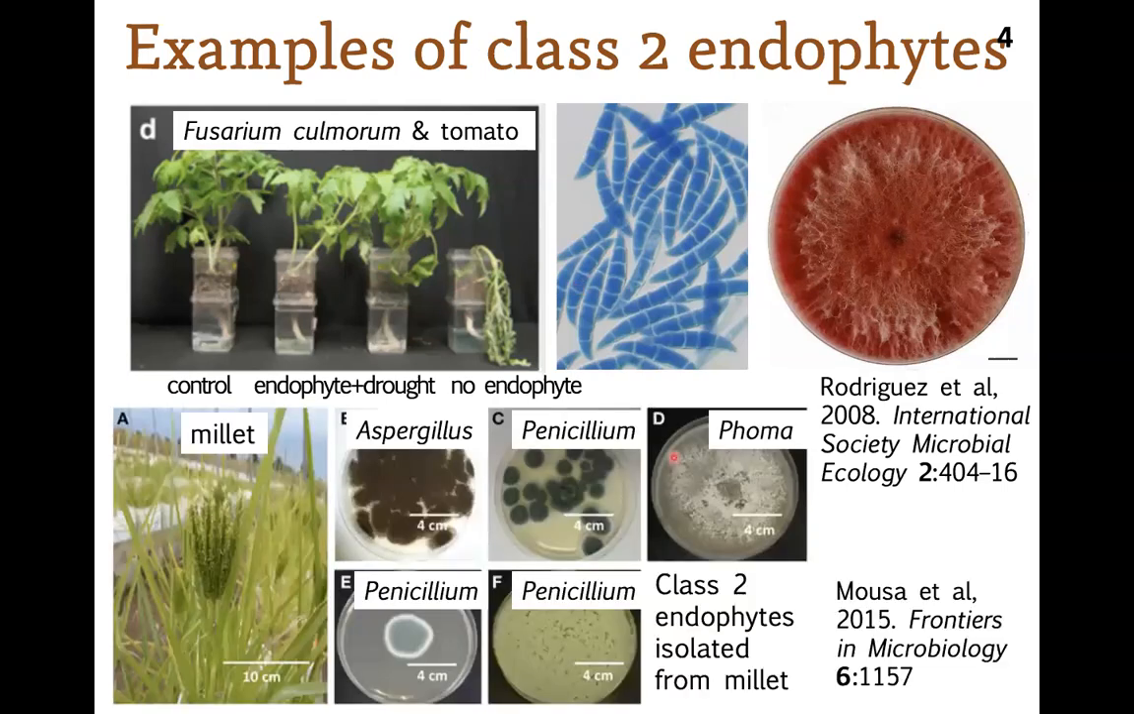But there's a huge variety of different endophytes that form class 2 associations. Some of them are very common fungi, such as Aspergillus, Penicillium, and Phoma. And these are just examples of class 2 endophytes that have been isolated from a single plant species, and it just happens to be millet that's shown over here. You've probably heard of many of these genera, but lots and lots of different kinds of plants, so grasses, tomatoes, pretty much anything can form class 2 endophyte associations, and there's a huge range of different fungi that form these associations.